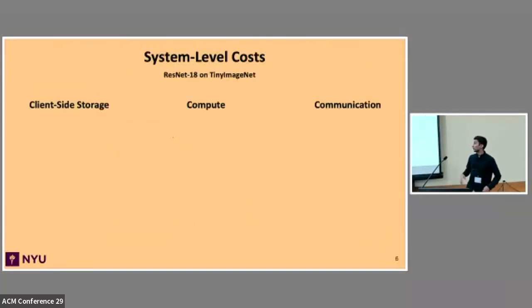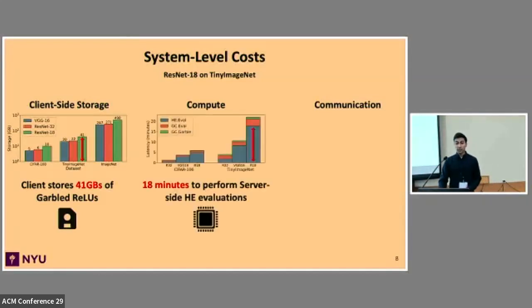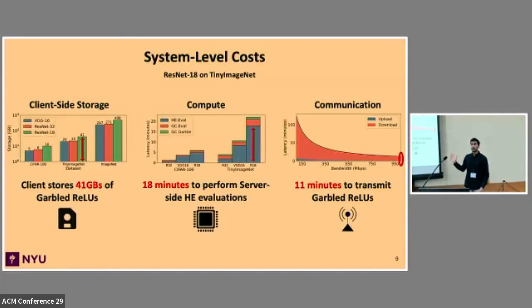In this example, we'll be looking at ResNet 18 on TinyImageNet, which is a classic image classification dataset with images of size 64 by 64. Let's look at some of the costs. With client-side storage, the client has to store 41 gigabytes of garbled ReLUs. And the catch with garbled circuits is you can only use them once. So this is actually a per inference cost of 41 gigabytes. For compute, we find that the homomorphic evaluation of the linear layers dominates the compute stack, and for this network it takes 18 minutes for the server to perform the linear layer evaluation under HE. And finally, with communication, even at a high bandwidth of 5G wireless at 1 gigabit per second, it still takes 11 minutes to transmit these garbled circuits from the server to the client.